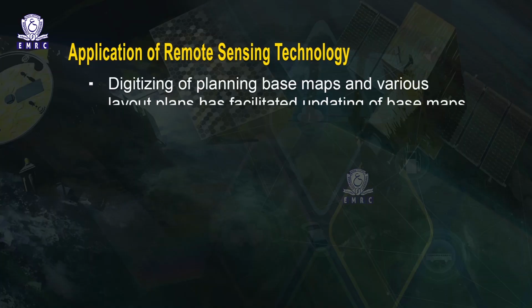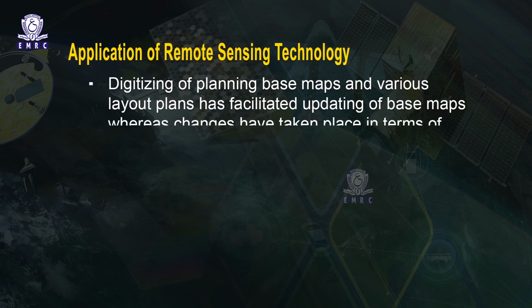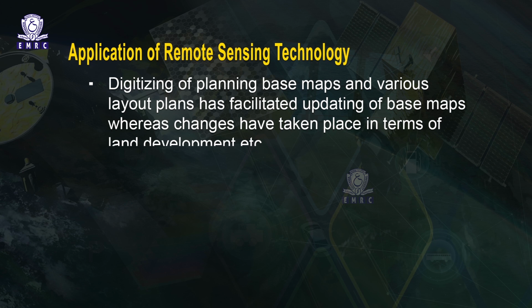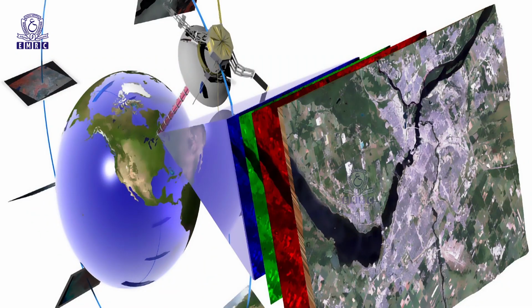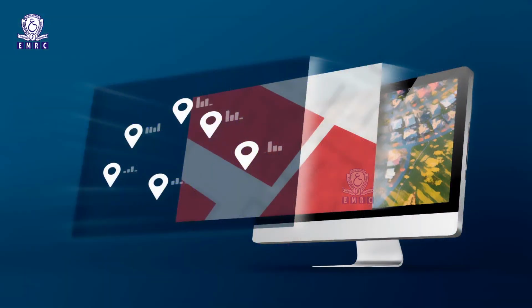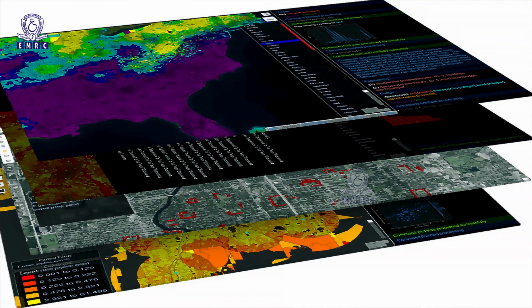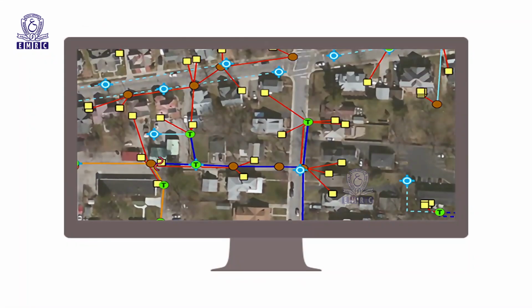Digitizing of planning base maps and various layout plans has facilitated updating of base maps, whereas changes have taken place in terms of land development, etc. Digital maps provide flexibility as digital maps are scale free. Superimposition of any two digital maps which are on two different scales is feasible. This capability of digital maps facilitates insertion of fresh survey or modified maps into existing base maps. Similarly, superimposition of revenue maps on base maps with reasonable accuracy is of great advantage compared to manually done jobs.